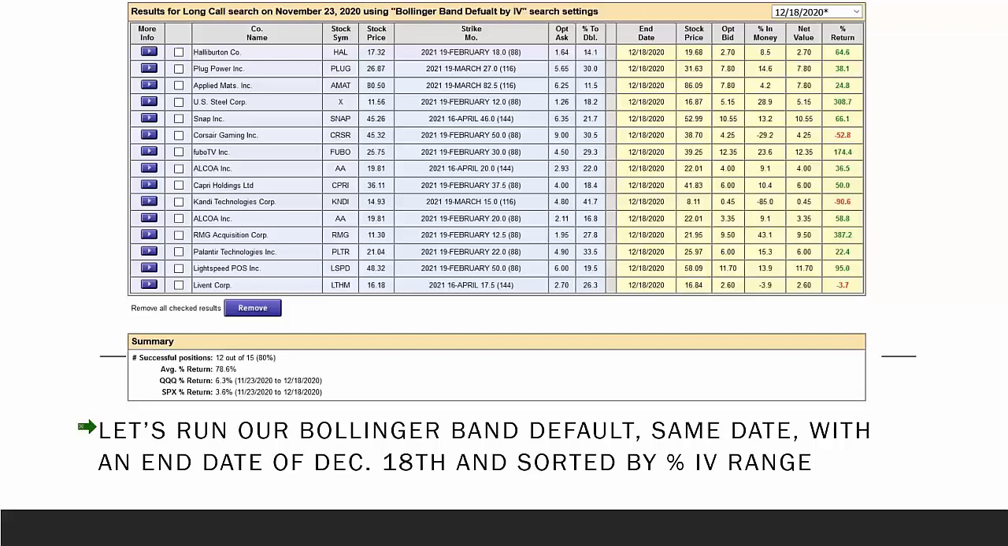Okay. And that's what I wanted to illustrate and point out here. I'm actually going to run some new tests on Ernie's approach right now, because that's how he tested this Bollinger Band screen.